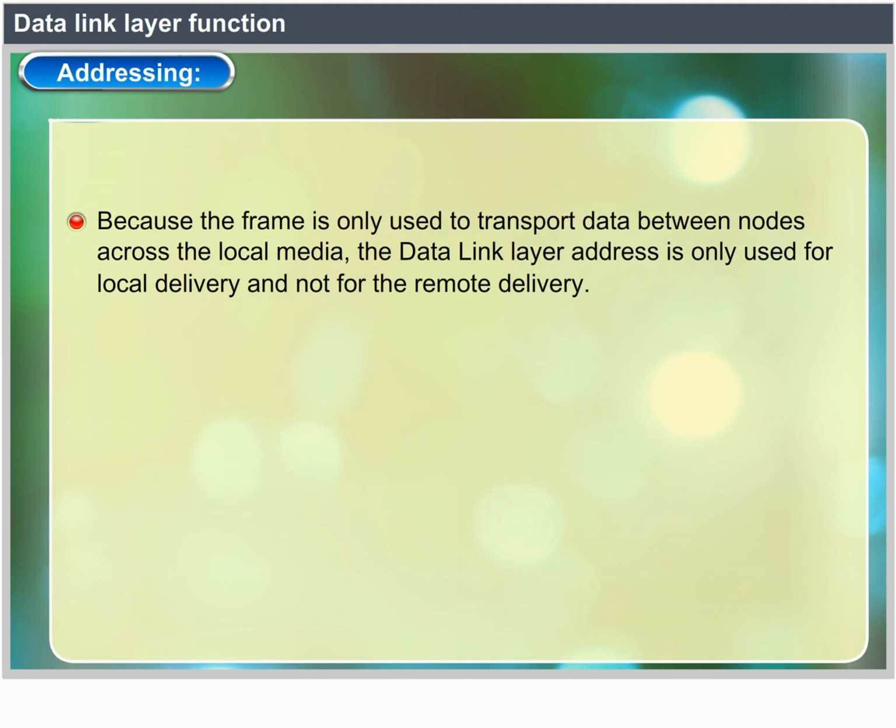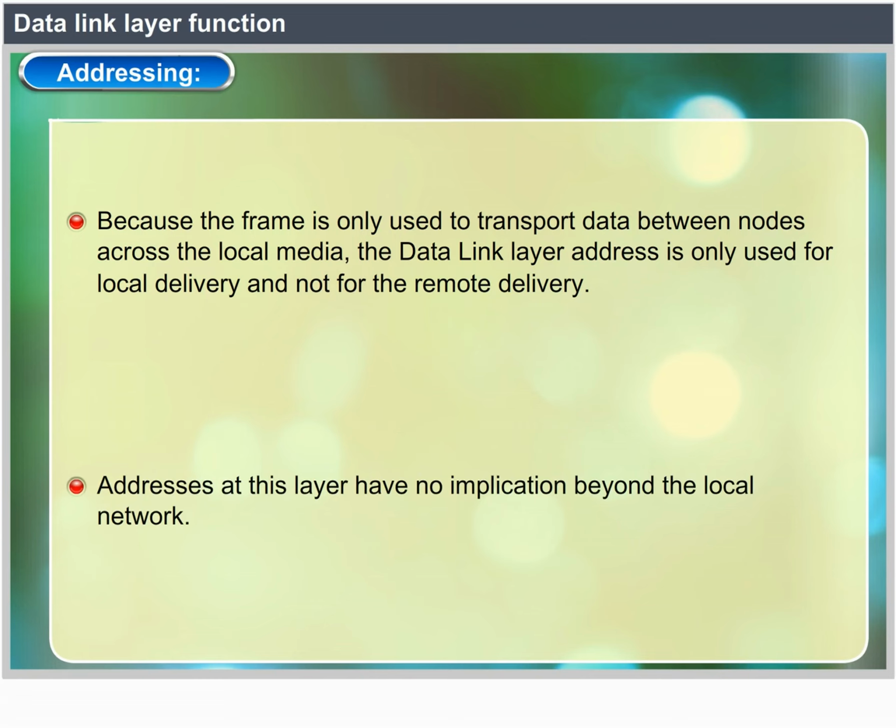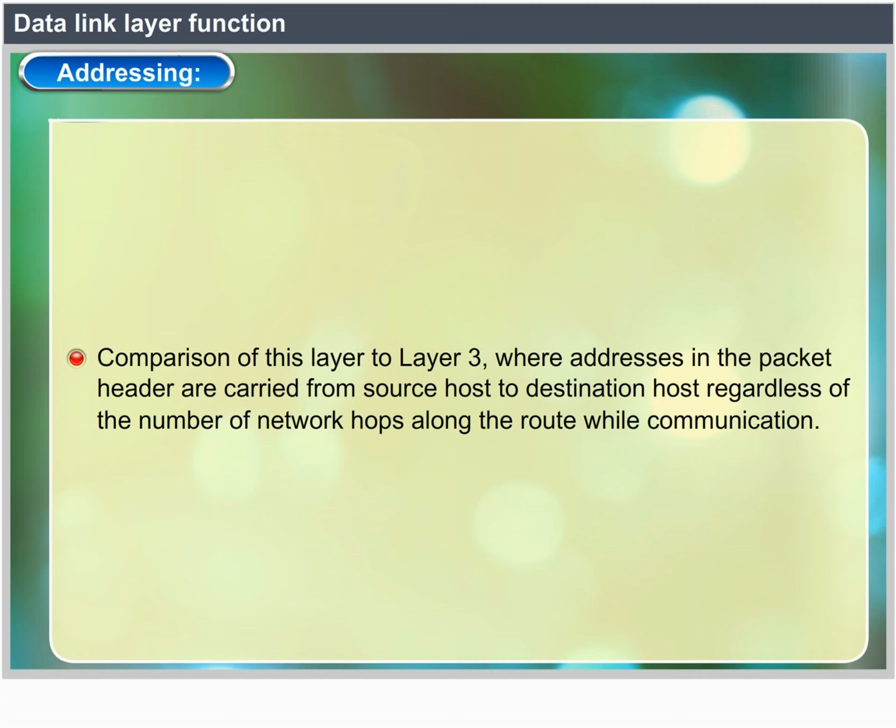Because the frame is only used to transport data between nodes across the local media, the data link layer address is only used for local delivery. Addresses like this layer have no meaning beyond the local network. Compare this to layer 3, where addresses in the packet header are carried from source host to destination host regardless of the number of network hops along the route.